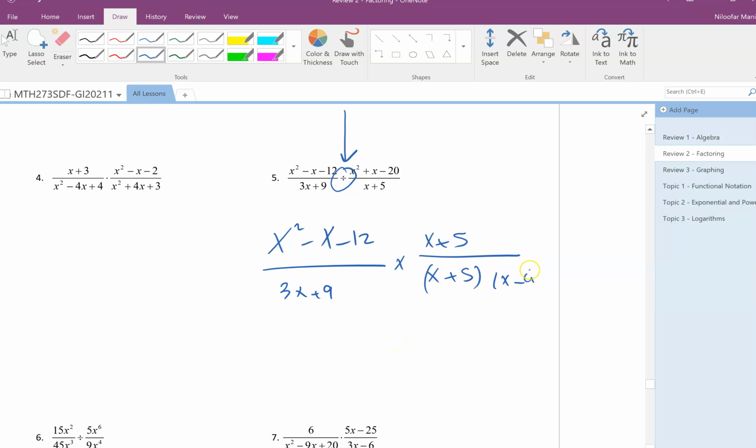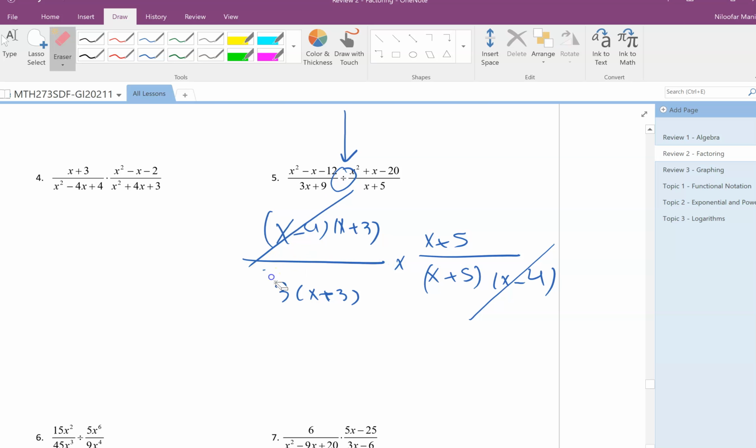Okay, so can I factor this one? Yes, that's x minus 4 times x plus 3. Can I factor this? Yes, 3 times x plus 3. Remember, you factor top and bottom of all of them. But if you see the division sign, you have to flip the other. So change division to multiplication and flip the one after division. Now I cancel this and this. Now I cancel this and this. Now I cancel this and this. And the result is 1 over 3.